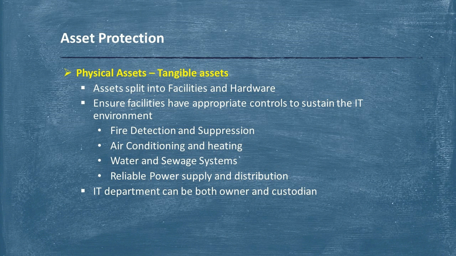First, let us take a look at the facilities. Ensure facilities have appropriate controls to sustain the IT environment. The IT environment may need to be protected well with fire detection systems and fire suppression systems, air conditioning systems and heating, water and sewage systems, reliable power supply and distribution systems. This is to protect the computing IT environment. See, the IT department can be both the owner and custodian of these assets, and the protection.